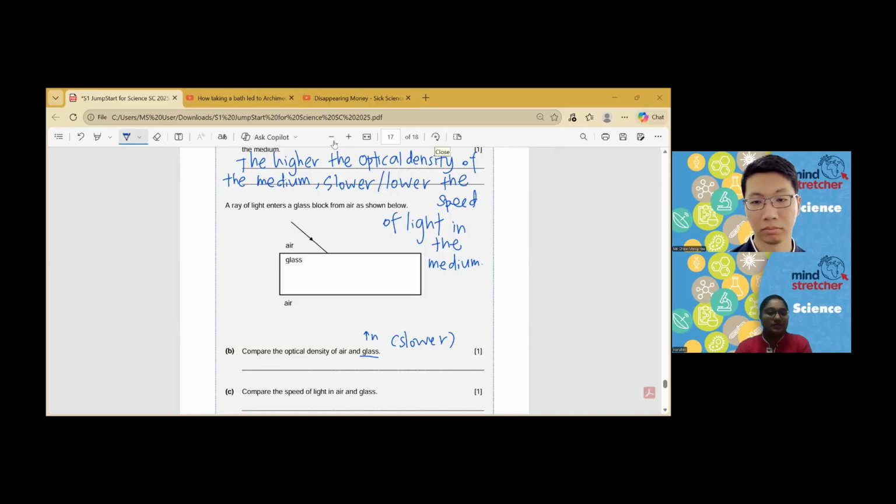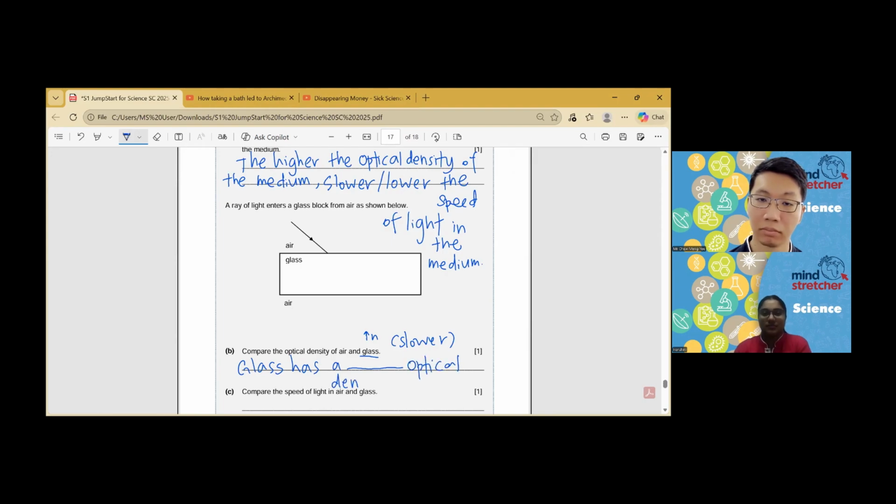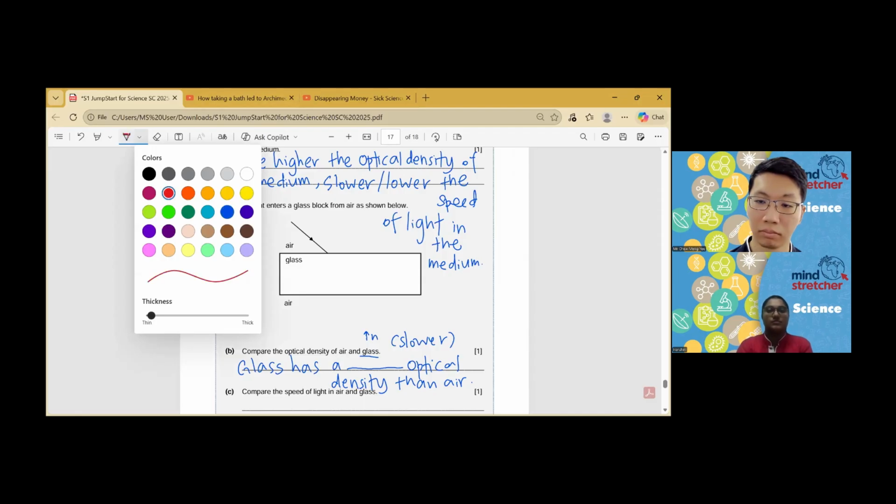Anyone want to try? Glass has, fill in the blanks. What do you think? Optical density than air. Anyone has the answer? So what do you think is the optical density of air? Is it higher or lower?